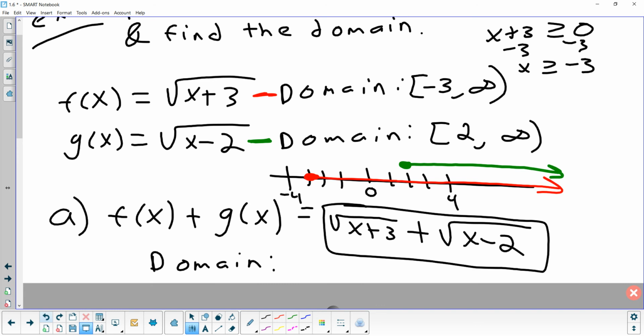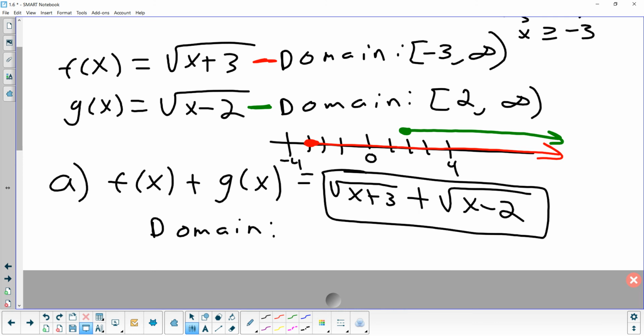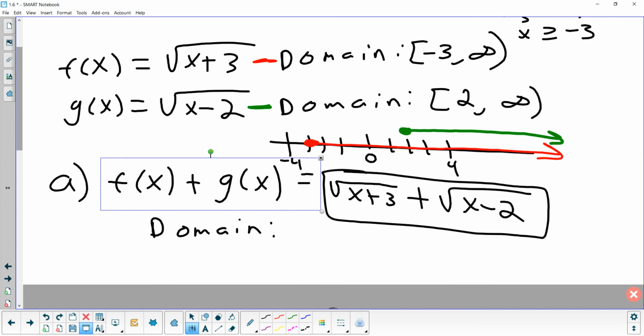And now, what do you think the domain would be? We have to pick numbers that work in both. All right, does anybody see what the overlap is between f of x and g of x? What numbers satisfy both? Yeah. X is greater than or equal to 2. Yeah, it has to say greater than or equal to 2. That is correct. Those are the numbers that would work in f of x and g of x. It's like the overlap in that Venn diagram. So greater than or equal to 2.